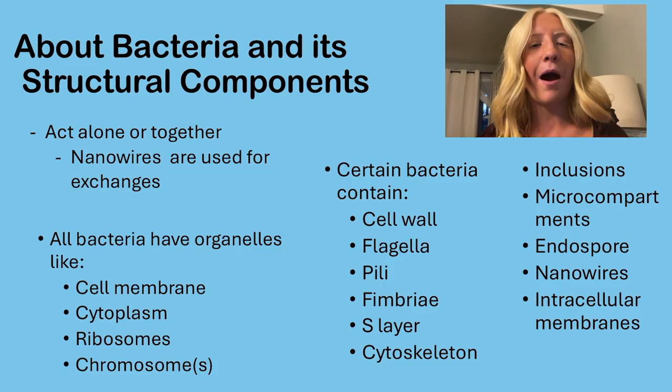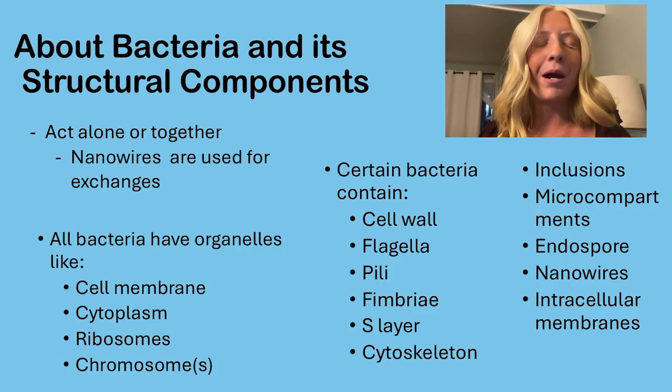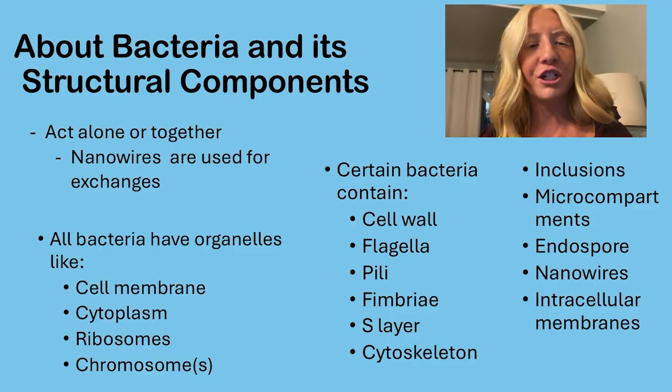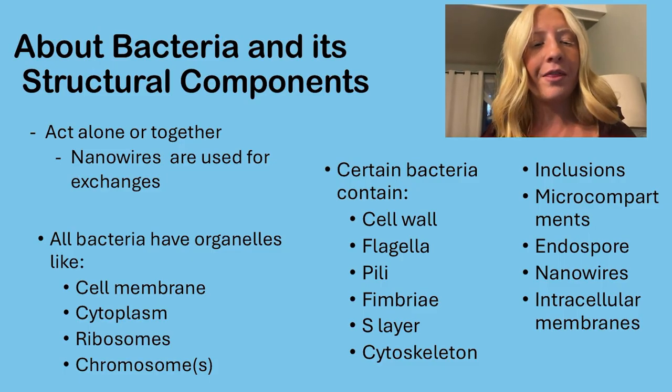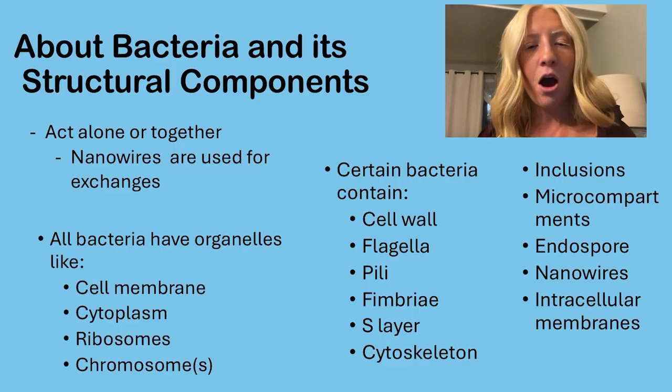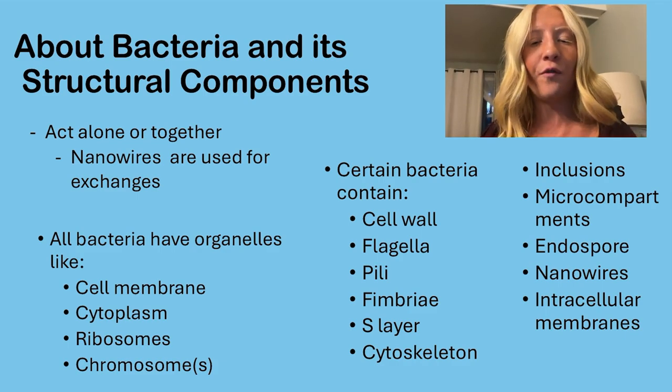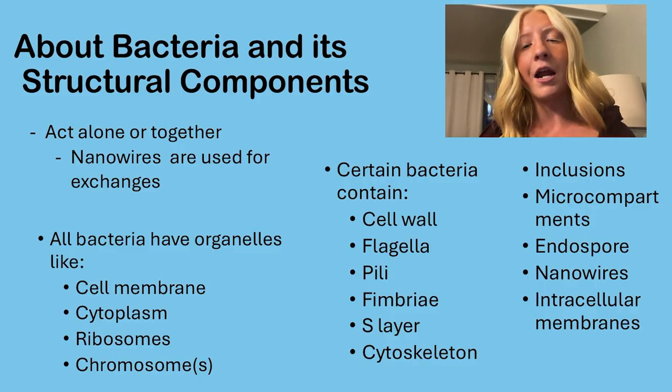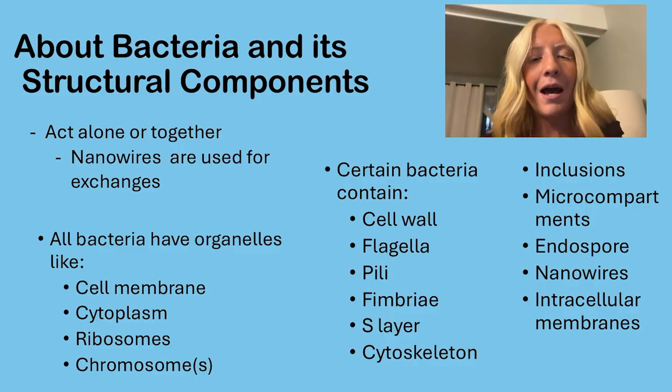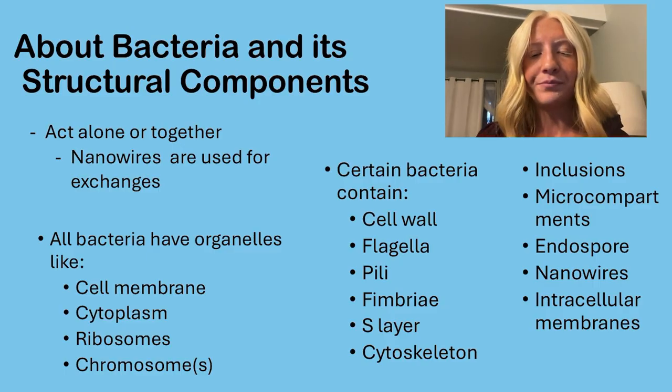So first I want to talk about bacteria and what it does and what is inside of it. Bacteria are responsible for reproduction, they can function with metabolism, and they process nutrients. All bacteria have cell membranes, cytoplasm, ribosomes, and chromosome, but there are certain bacteria that don't have certain things. Some bacteria can contain a cell wall, flagella, pili, fimbriae, and all the others included, but these are not found in all bacteria.